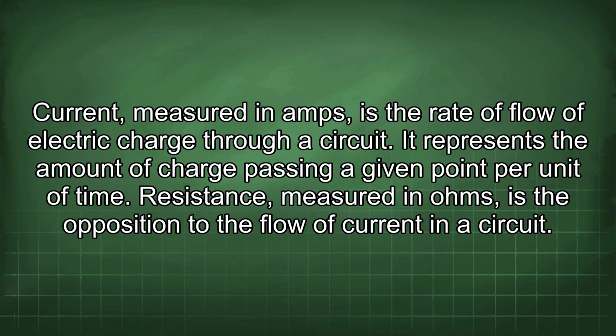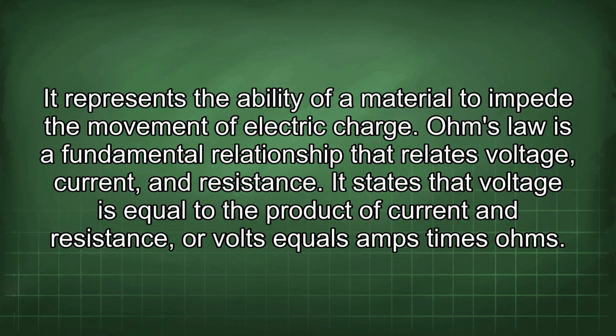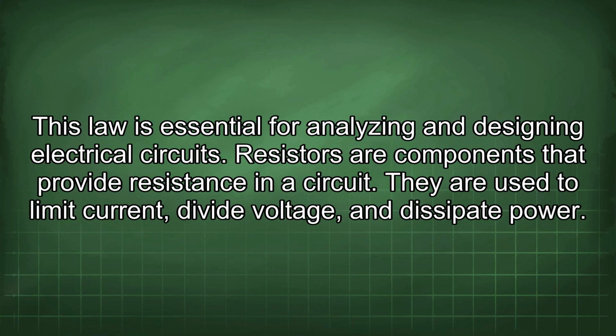Resistance, measured in ohms, is the opposition to the flow of current in a circuit. It represents the ability of a material to impede the movement of electric charge. Ohm's law is a fundamental relationship that relates voltage, current, and resistance. It states that voltage is equal to the product of current and resistance, or volts equals amps times ohms. This law is essential for analyzing and designing electrical circuits.